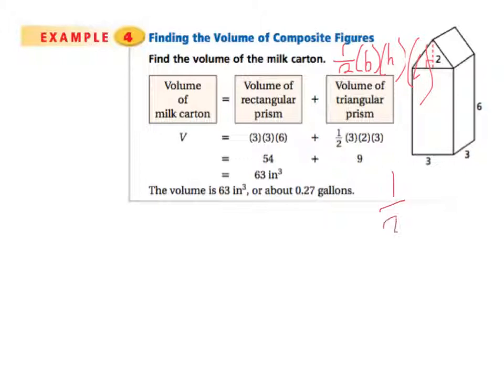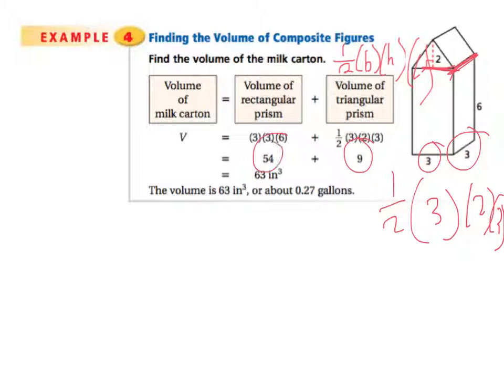1/2 times the base of the triangle is going to be this line right here, so that's the same as this, 3. The height is 2. And then lastly, the length is going to be this length here, and that's the same as this one, so it should be times 3. So 1/2 times 3 times 2 times 3 gets us 9. So we do 54 plus 9, and we get 63 inches cubed for the volume.